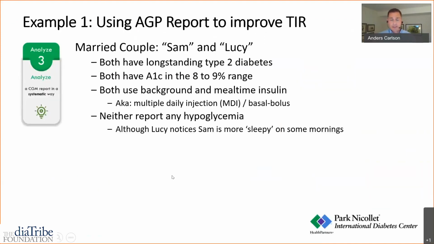And so here's an example. This is an elderly married couple that I've followed for probably a decade now, and they both have long-standing type 2 diabetes, and they tend to run A1Cs just slightly above goal, in the 8 range or so. They both use a regimen of insulin using background and mealtime insulin, which is to say they have 1 injection a day of a long-acting insulin, and then at meals, they take a short-acting insulin, probably 2 or 3 times a day. And that's also called multiple daily injections, or MDI, or a basal bolus regimen.